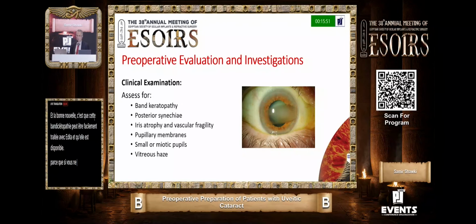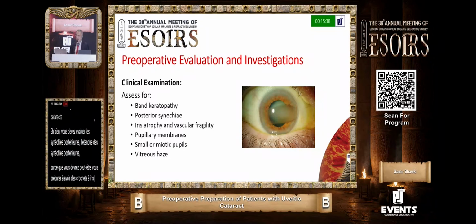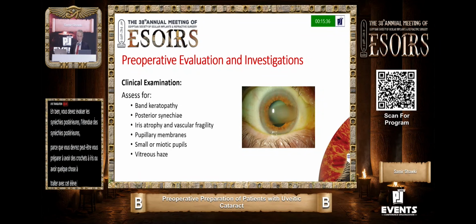You have to assess for posterior synechia, the extent of posterior synechia, because you may need to prepare yourself by having iris hooks or something to deal with this narrow pupil. Also iris atrophy and vascular fragility. This is very important, and I will show you a couple of cases at the end of this talk.